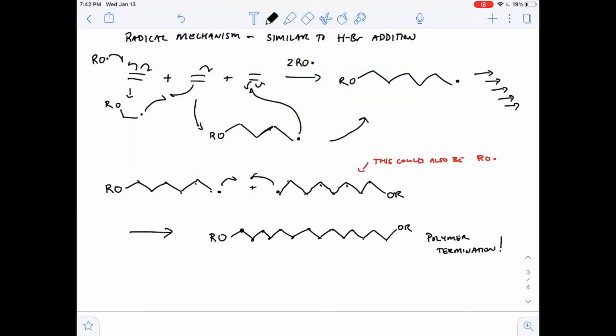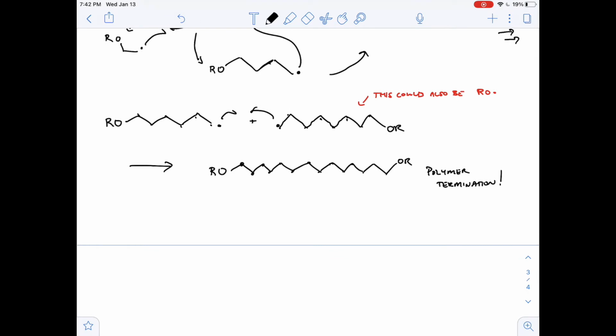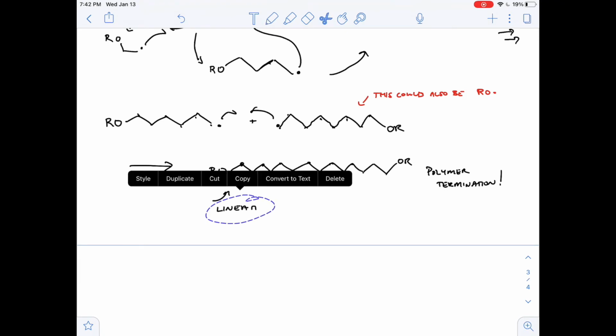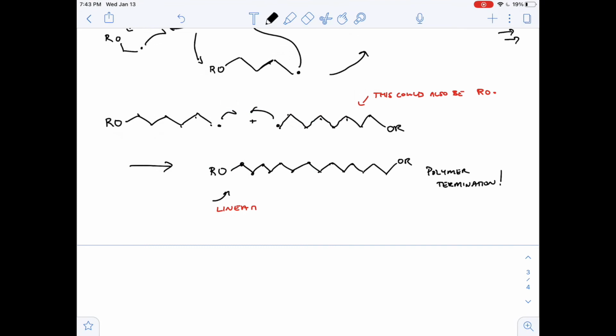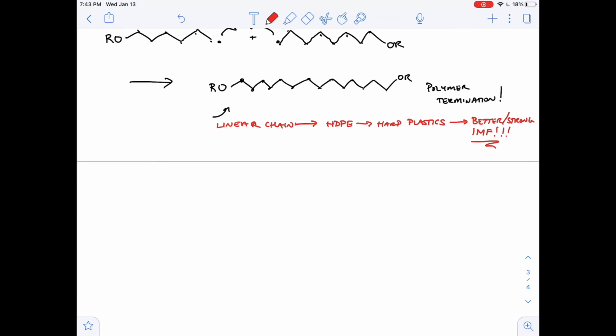The reason why I did that one was because I wanted to show you how you can end up with a really long chain, right? But now that we've got this completed chain, what I really wanted to show you was the difference between a linear chain, which is this guy right here, and this linear chain is basically what we get when we have high density polyethylene, okay, which is hard plastics. And the reason why they're harder plastics is because they have stronger intermolecular forces. That's because they're not branched. They have more symmetry. They can stack on one another, right? Stacks on stacks on stacks.